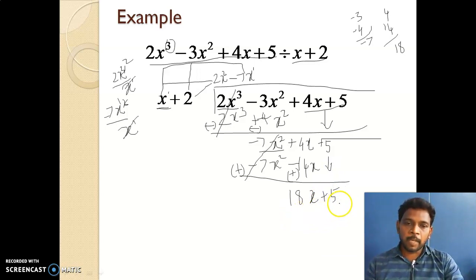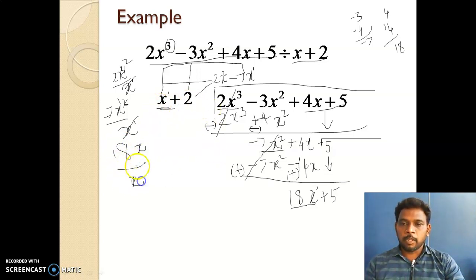What is the degree of the remainder now? So power 1. What about the degree of the divisor here? Power 1. So compare the degrees, both are the same. Therefore continue again. If it is less, you can stop, right? So continue again. Next we are going to write the next term of the quotient. How can we write? Again, you divide the first term by this first term. Okay, so 18x to the power 1 divided by x.